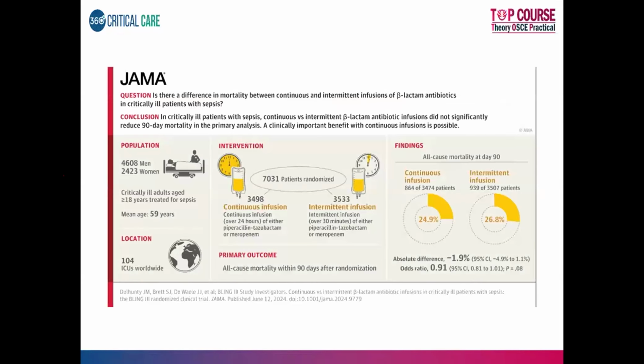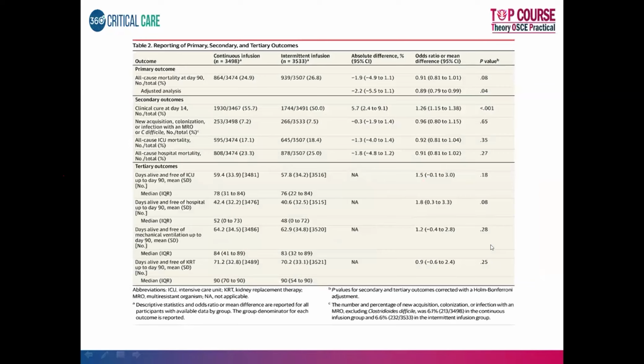So if you see here, this is your BLING III trial. Nearly 7,000 patients, 3,500 in continuous infusion and the remaining 3,000 in intermittent infusion. This continuous infusion was given over 24 hours of either piptaz or meropenem, whereas the intermittent was over 30 minutes. The primary outcome was all-cause mortality within 90 days after randomization, and if you see, there is no statistical difference between the two groups. But this was the primary outcome.